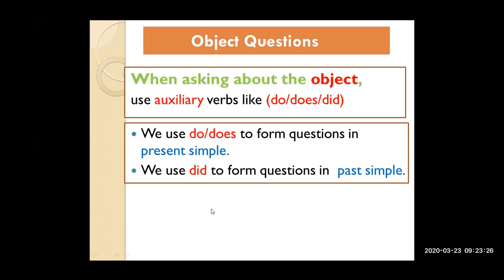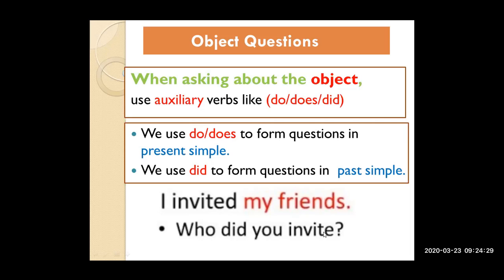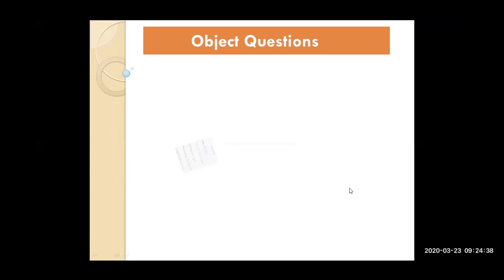And here we have a question about the object. Look here. I invited my friends. My friends is the object, of course. When asking about the object, we use auxiliary verbs. But look here at the tense. The verb is verb 2, so it's past simple. So past simple, we use did. My friends is people, so we use who. Who did you invite? Remember, after do, does, and did, use verb 1. Invite, verb 1, because we use did. Who did you invite?